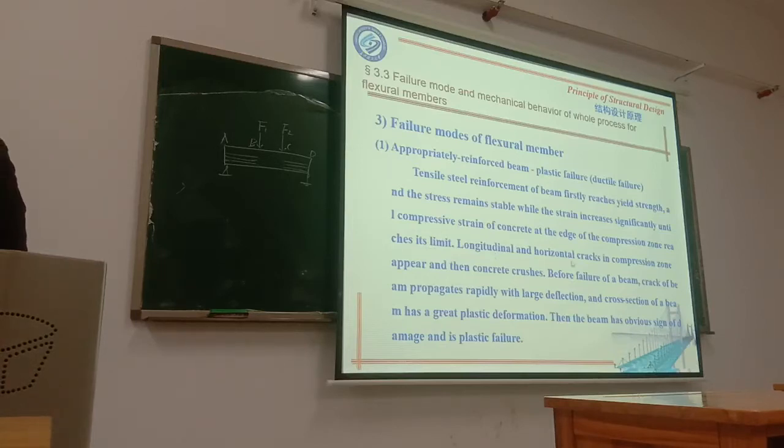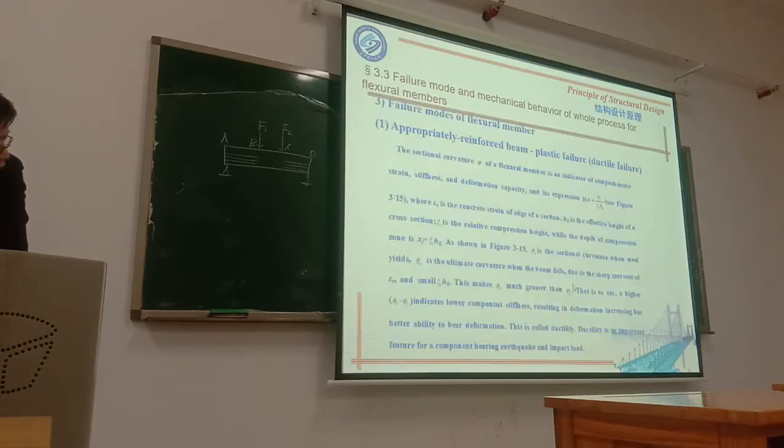And then the horizontal crack in the compressing zone appears, and then the concrete crushes. Before failure of the beam, cracks of the beam propagate rapidly with a large deformation, and the cross section of the beam has a great plastic deformation. Then the beam has an obvious sign of damage, and then the plastic failure. So here we introduce one of the coefficients, this phi, the section curvature.